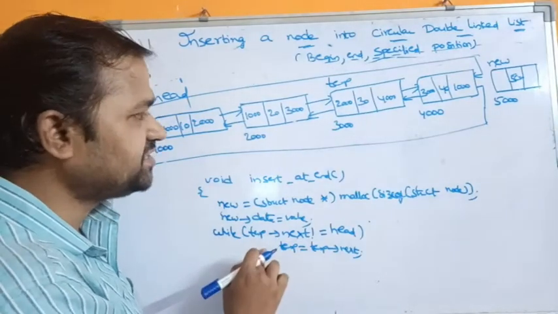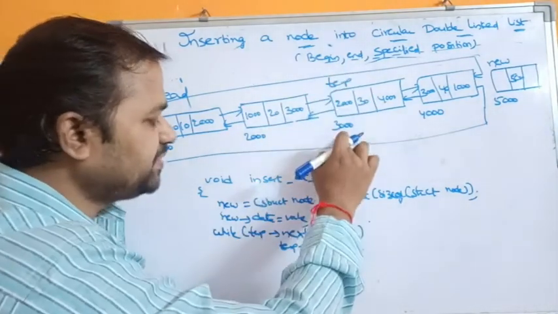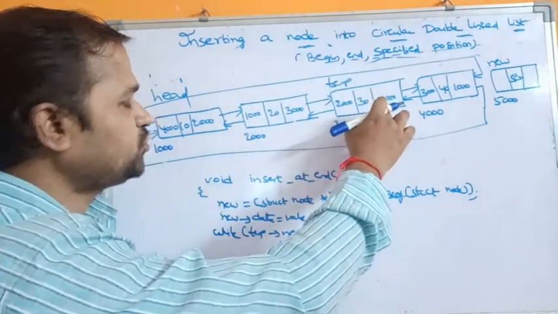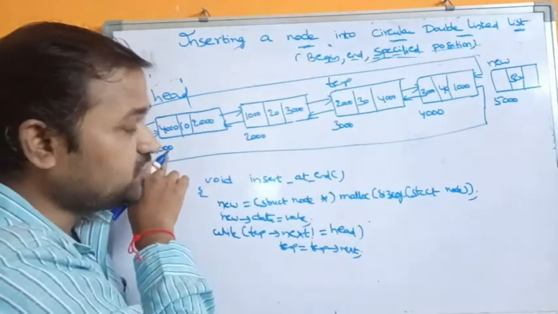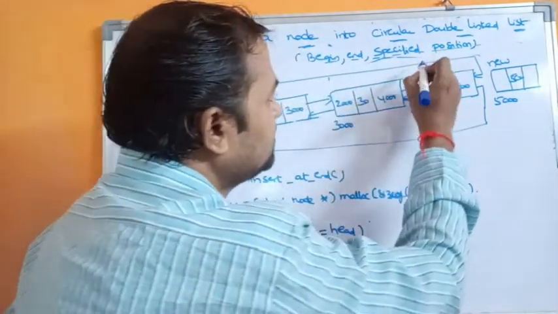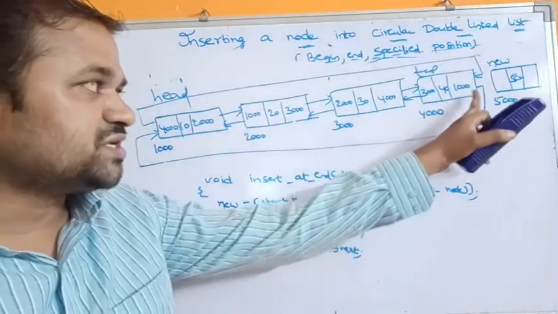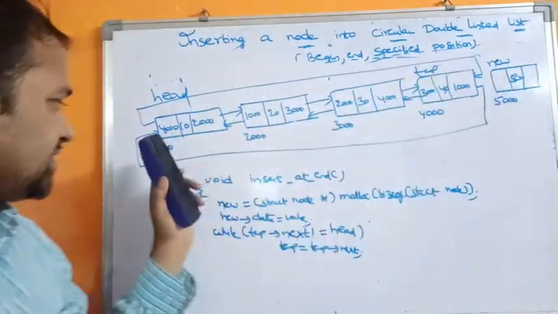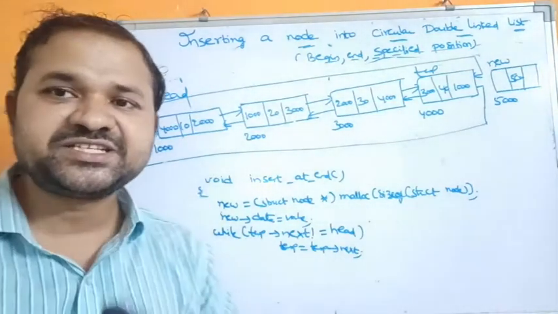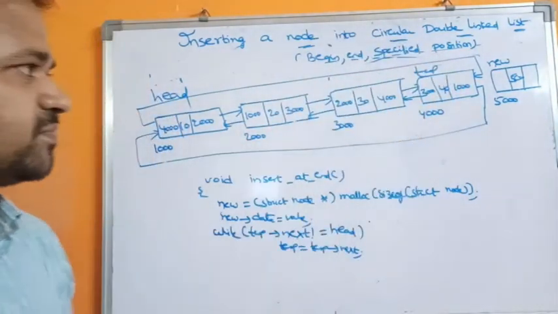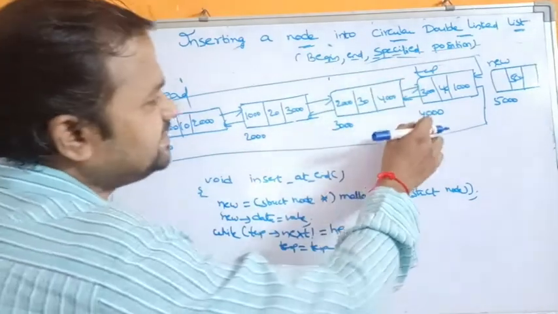Once again the condition will be evaluated. So temp means 3000. 3000 next means 4000. 4000 is not equal to 1000. Condition is true. So temp will be traversed to the last node. Temp means 4000. 4000 next means 1000. 1000 is equal to 1000. Condition is false. So the control comes out of the while loop. Now temp is at the last node.